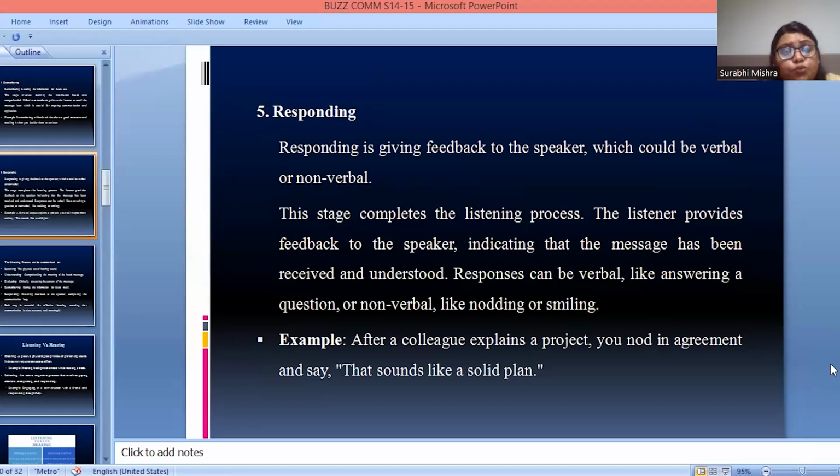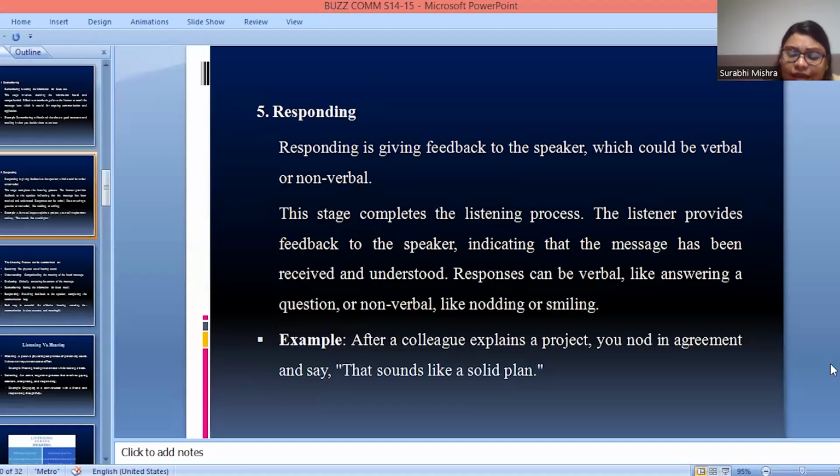And now responses can be verbal also and non-verbal also, like answering a question, or non-verbal like smiling or nodding your head, right? So these things can be the forms of responses, right? Responses can be verbal, that means written or oral, or non-verbal, like you are answering using gestures, facial expressions, anything, right? So this completes the entire process of listening.